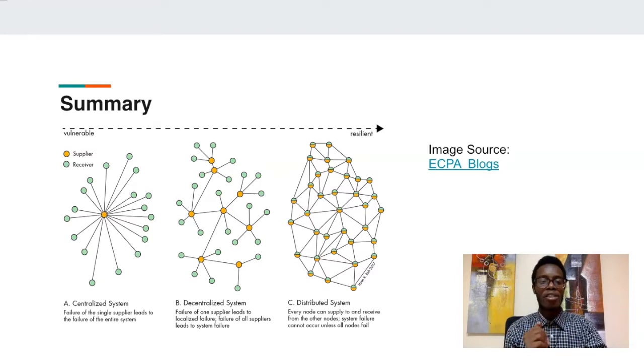Then the second one, we have decentralized systems, whereby the failure of one supplier leads to just a localized failure, but failure of all suppliers leads to a system failure. When one fails, you have backups that store the same information, but if all of them fail, then you have a network failure. Lastly, the least vulnerable, which is the most resilient, are distributed systems, where each and every single node is a supplier, or rather, each and every single node stores a copy of the records. Therefore, it's very, very hard to lose copies, and very, very hard for such a system to fail. And that's it on centralization versus decentralization.